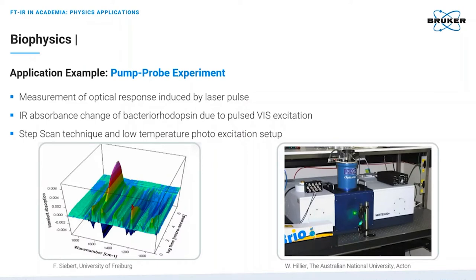On the left-hand side, you see the published result measured by our Vertex user at the University of Freiburg, showing the IR absorbance change of bacterial rhodopsin due to pulsed visible excitation. On the right-hand side, a low-temperature photoexcitation setup with a Vertex ATV and an Oxford cryostat at the Australian National University is shown.